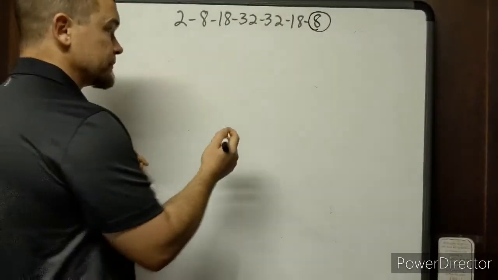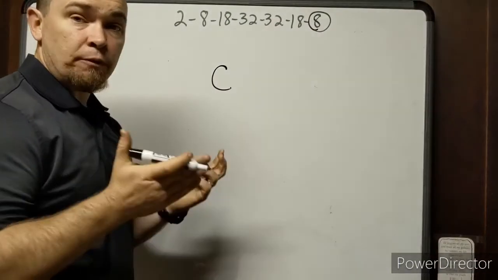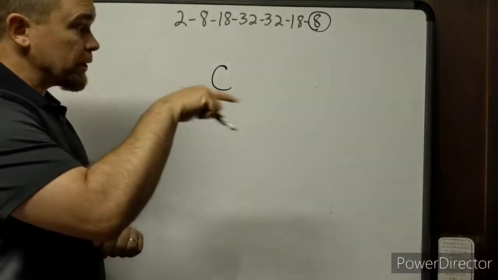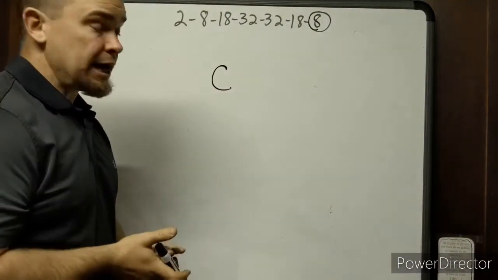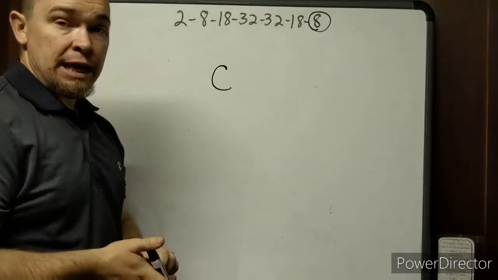Let's take carbon. Okay? Carbon has a symbol of C. It's in family number 14. It's in row or period number 2. So as you're looking at your periodic table, everything in family 14 has 4 valence electrons.